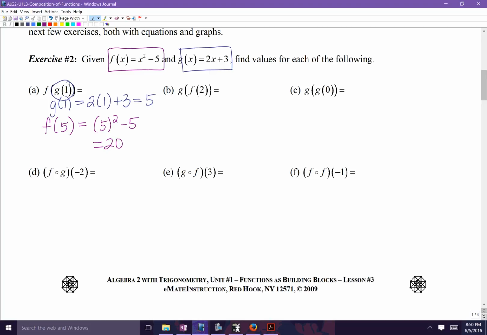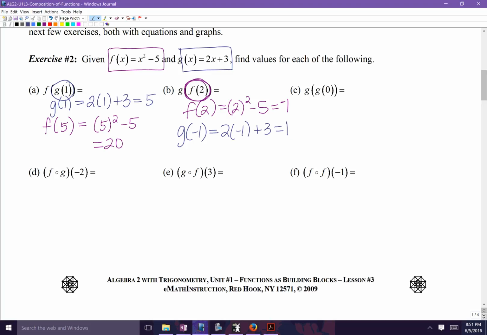Now in letter B, it says g of f of x. So we evaluate the inside first. So now I have to evaluate f of 2. That would be 2 squared minus 5, which has a value of negative 1. Then it says take that value and evaluate it in the g function. So 2 times negative 1 plus 3. That has a value of 1.